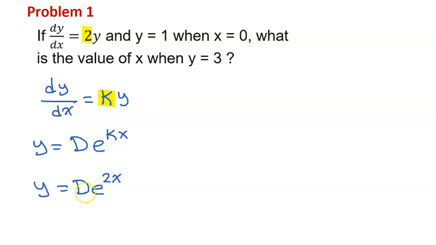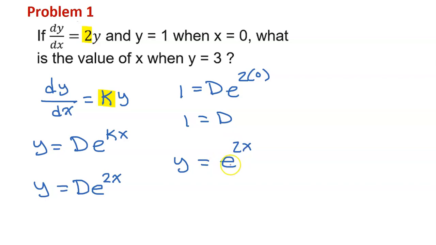We just need to find the value of d using the initial conditions. So substituting 0 for x and 1 for y, we have 1 is equal to d times e to the 2 times 0 power. E to the 0 power is 1, so this tells us that d is equal to 1. Substituting 1 back in for d, the equation becomes y equals e to the 2x power. We then could have used this to answer the question, what is the value of x when y is 3?